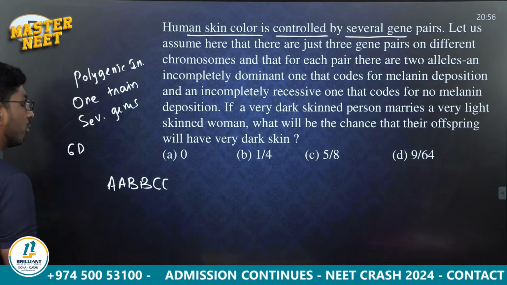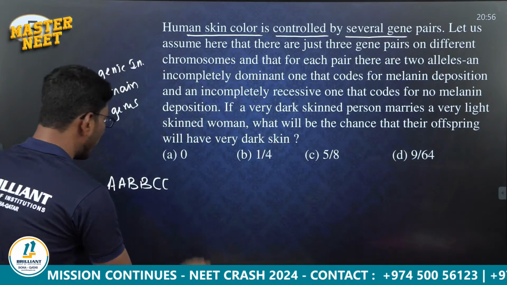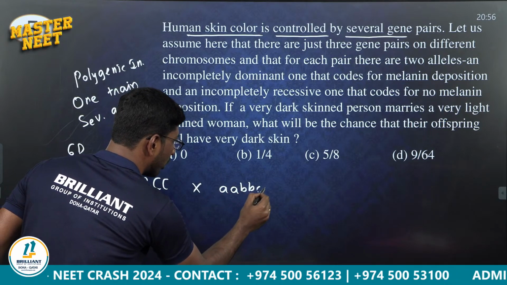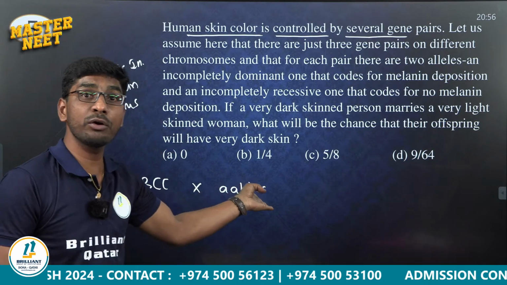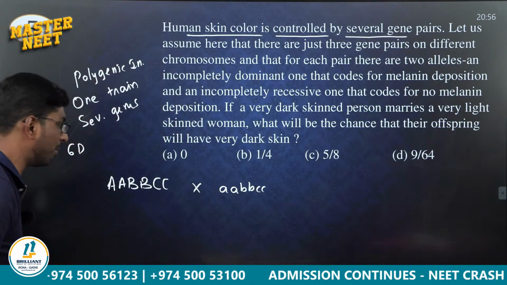All dominant: what is the skin color? Very, very dark skin color. So what about this condition when it is recessive, small a, small a, small b, small b, small c, small c? Albino. It is the albino autosomal recessive condition. So what happens if both are married here?